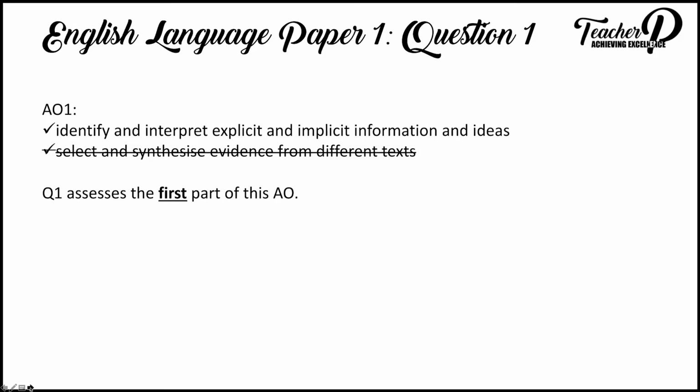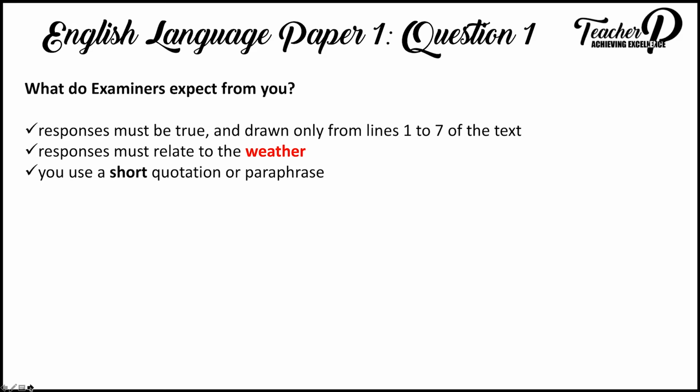So what do the AQA examiners expect from you? They will expect all responses to be true and drawn from the first part of the text. They will expect all responses to relate to the stem of the question, so in this case, responses must relate to the weather in Cornwall. They will also expect you to either use a short quotation or to paraphrase your answer. So in short, you'll be awarded 1 mark for every point made that is related to the stem of the question and is drawn from the line stated.